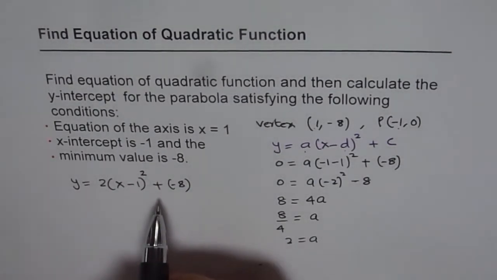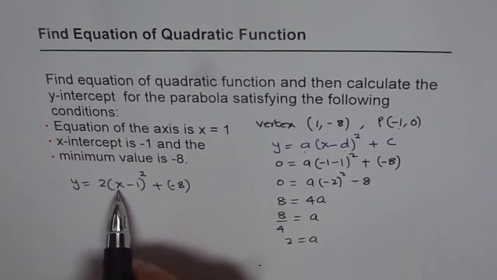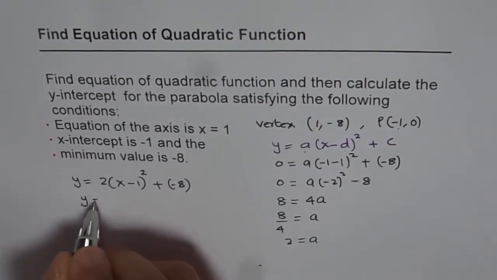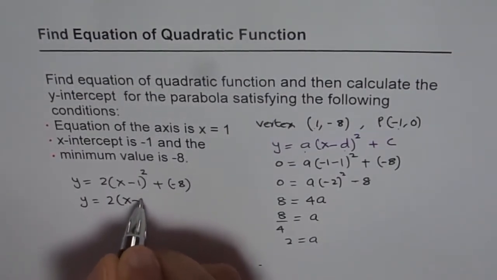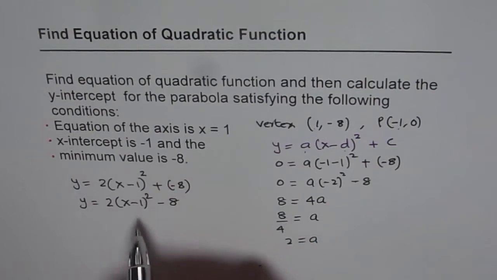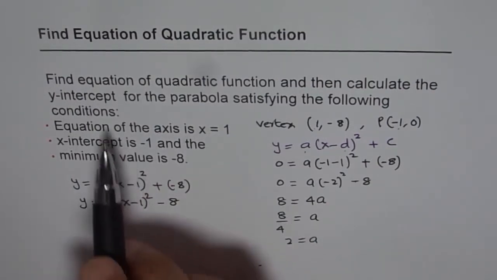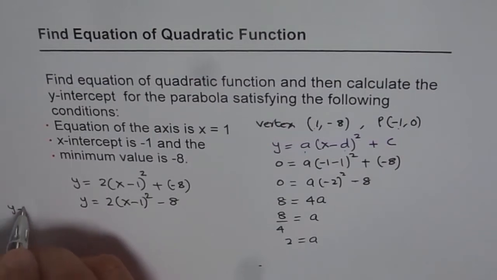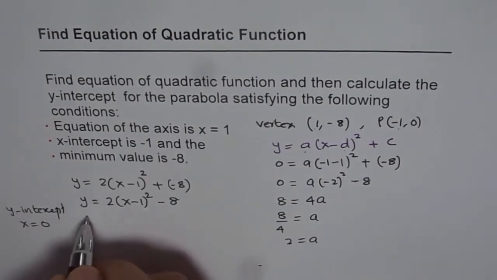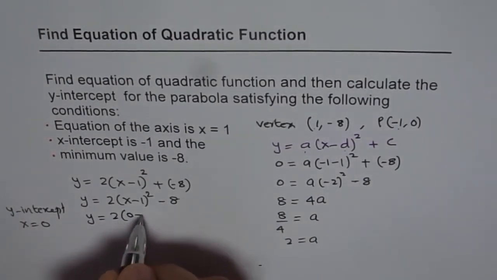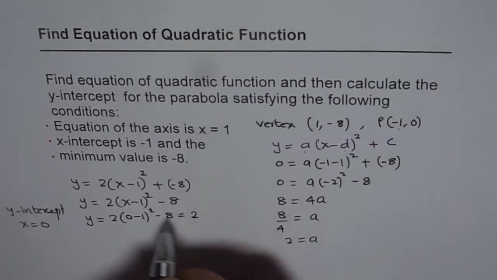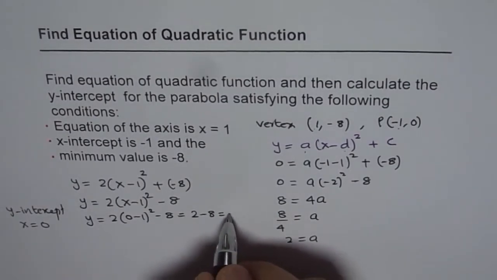Now, to find the y-intercept, we can always substitute x equals 0 and find y. So first let me simplify this and write my equation as y equals 2 times (x minus 1) whole square minus 8. Now let's find the y-intercept. At y-intercept, x is equal to 0, right? So y-intercept means x equals 0. So let's substitute 0 here and find y. So y equals 2 times (0 minus 1) whole square minus 8, which is 2 times 1 minus 8, which gives us a value of minus 6.